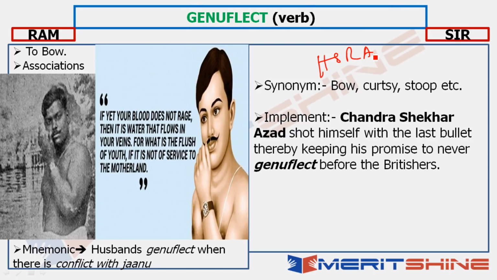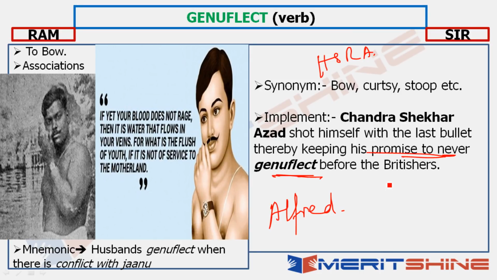And after that, a manhunt was initiated against Chandrasekhar Azad. He got trapped in Alfred Park of Allahabad, and after a prolonged shootout, when there was only one bullet left, he committed suicide. And in that way he kept the promise of never bowing down to the Britishers, right?